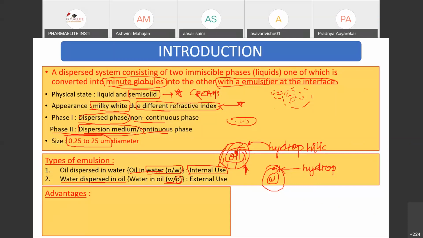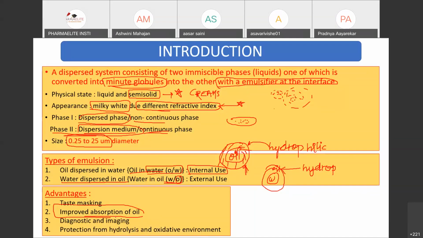Other than masking the bitter taste of drugs, what are the other advantages your emulsions can offer you? One is masking bitter taste. Next, drugs which might be insoluble, you can give them via the emulsion route as well. So one is taste masking. Another is increased absorption of your oils. So yes, you can convert it into an emulsion and increase its absorption. It can also be used to increase bioavailability.